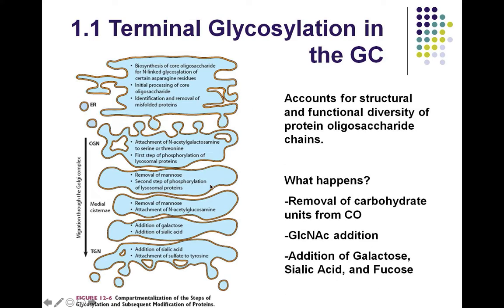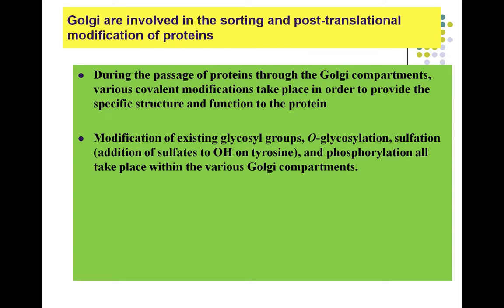From the medial going to the trans, these important sugar monomers are added. Eventually, as they move closer to the secretion part, closer to the area where they're already ready to go, they're ready to be released from the Golgi region, from the Golgi network.